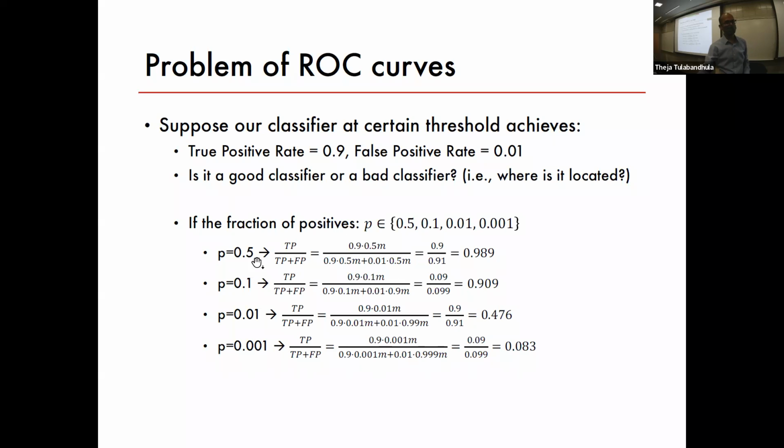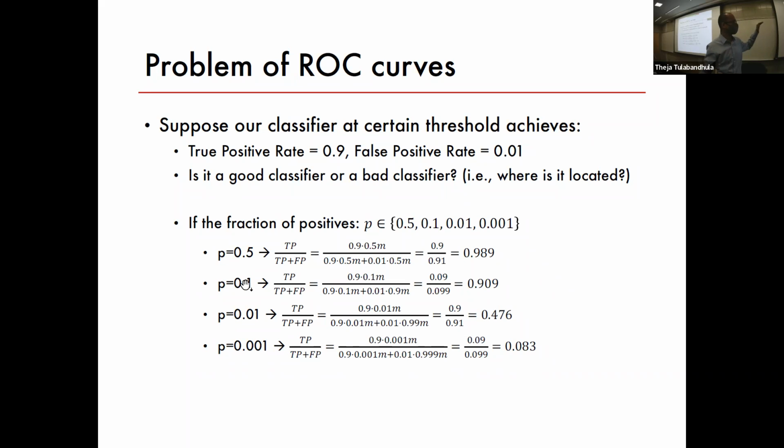Which means the class ratio, how many positives there are in my data. If my data is fully balanced, and you look at a slightly different ratio, this precision ratio, then the precision is actually 0.989. How did you get this? True positives is 0.9, this true positive rate, times how many positive examples there are, which is 0.5 times m. Remember, 50% are positive, and that's how I got the denominator as well. So I got a ratio of 0.98 as the fraction of positives, or the precision, when the data is balanced.